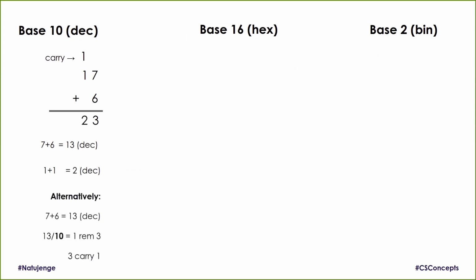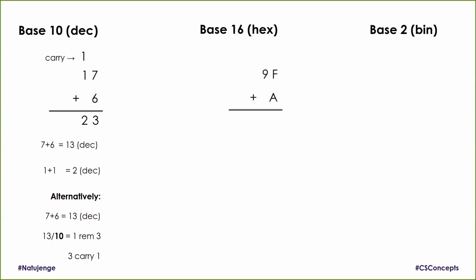Alternatively, we can use a generic method where we take 7 plus 6, becomes 13. Then the 13 is not a number, that is a symbol within the decimal. So what you're going to do is divide by the base, and then you have 1 remainder 3. So what you're going to write is a 3, then we carry 1. Once we carry 1, the rest continues.